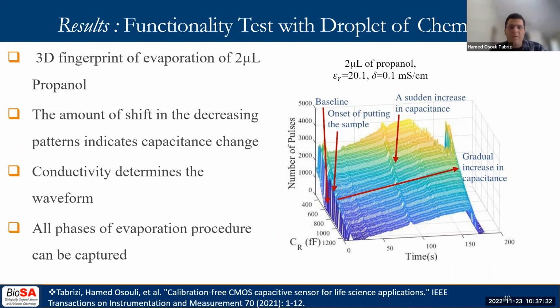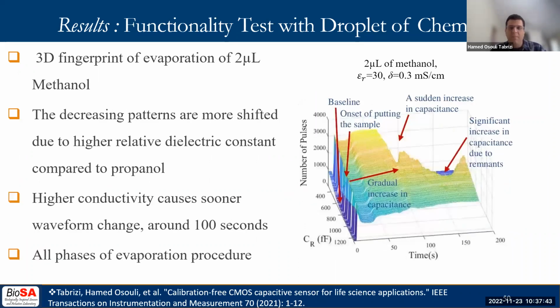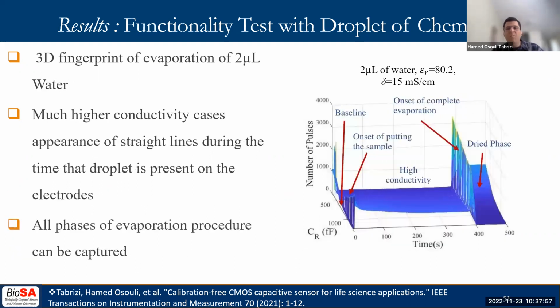The gradual increase in capacitance as the droplet evaporates and the change in the pattern at around 130 seconds due to increase in the conductivity can be seen. This 3D profile is related to 2 microliter methanol droplet. This profile is different from the one we have for propanol due to different dielectric constant and conductivity of the two solutions. Another experiment is with tap water that shows a completely different pattern.